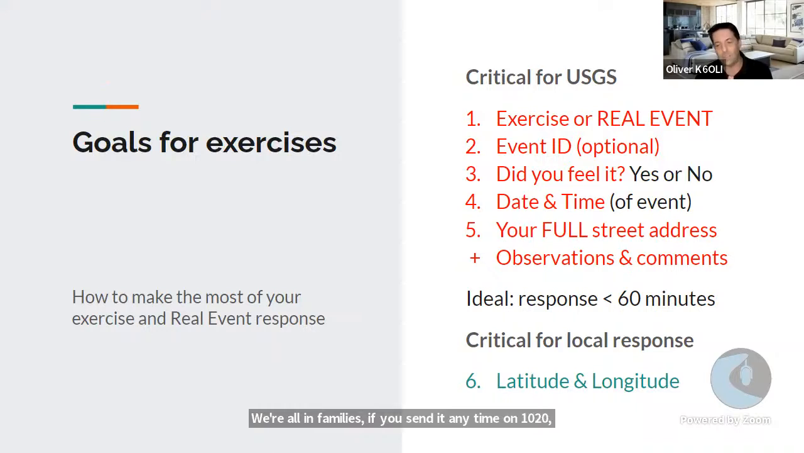And then for the local response, I want to point that out. It is absolutely critical that you put in a latitude and a longitude. Why? Because Winlink itself will not map from the street address. It will only map from the latitude, longitude. So without a latitude, longitude, you will not show up on the Winlink map. So you won't have a local report. USGS will have the proper information, but your exercise coordinator, your local EOC, your hospital, whoever you're working with will not have your report mapped within Winlink. They still get the report, but it won't be mapped.